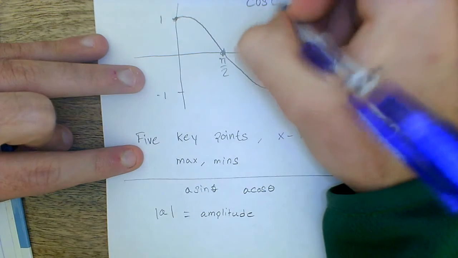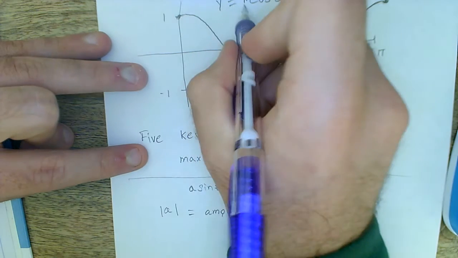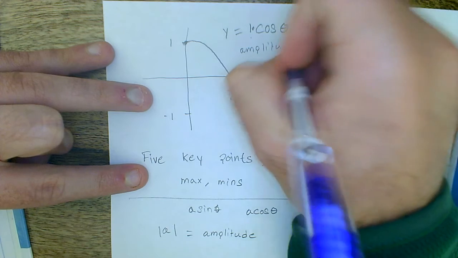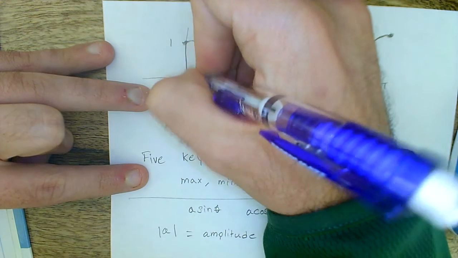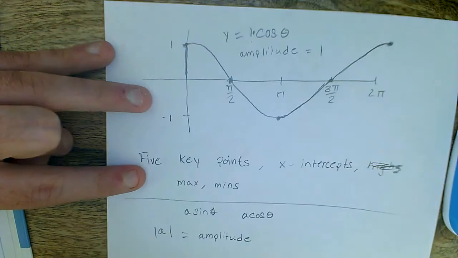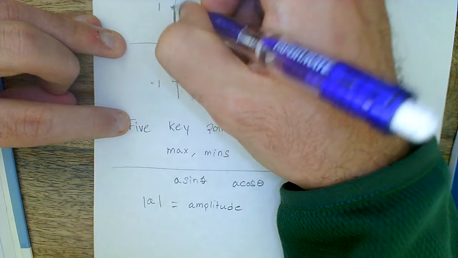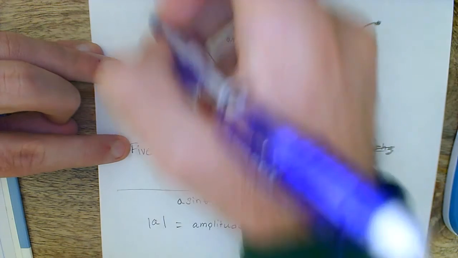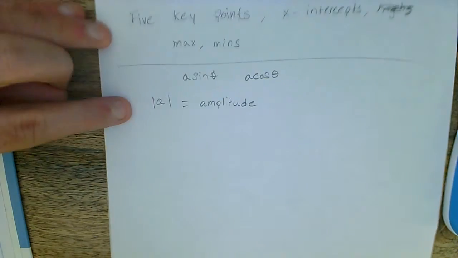Okay, so notice in this one, we have y equals cosine of theta, so 1 times cosine of theta. So a would be equal to 1 here, so the amplitude is equal to 1. Notice that the amplitude is the distance between the maximum point and the minimum point, so in this case it's -1 and 1, and you want to take half of that distance. So amplitude is 1 here.